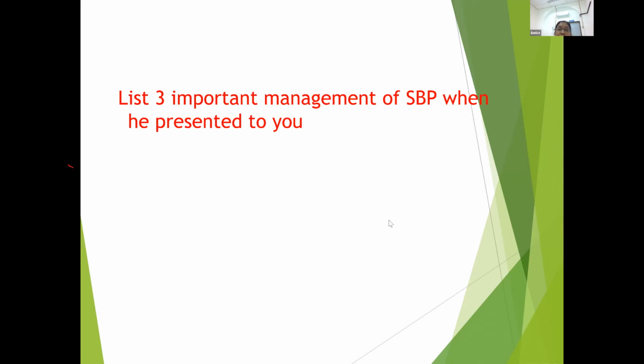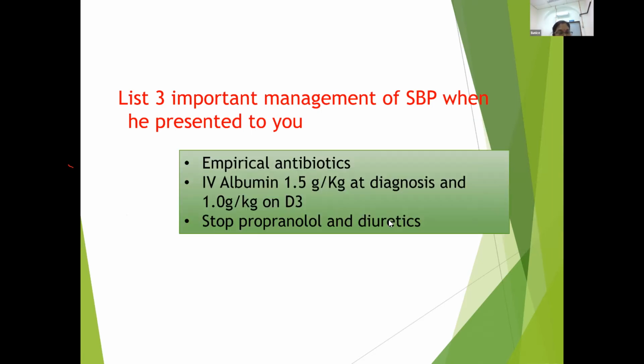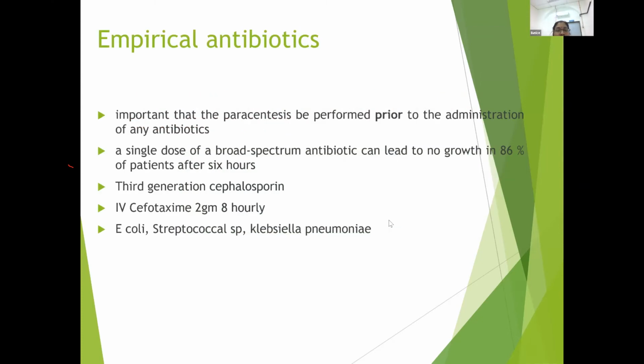So what are the 3 important management steps of SBP when a patient presents to you? Number 1 is empirical antibiotic therapy. We should start as soon as possible. And number 2 is IV human albumin, 1.5 gram per kg at the time of diagnosis and 1 gram per kg on day 3. And stop the diuretic as well as the propranolol.